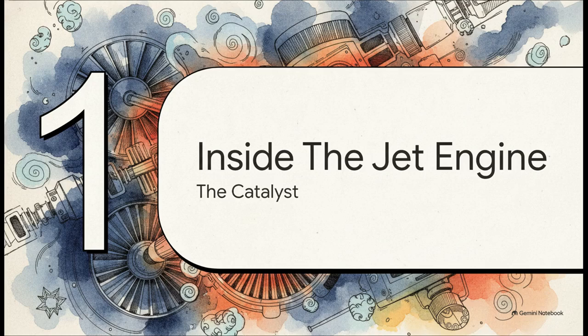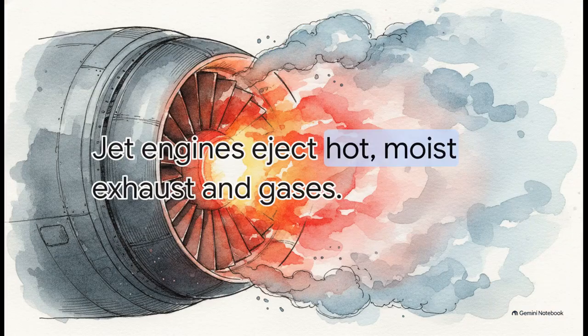Part 1. Inside the jet engine. So to understand how that condensation happens so high up, we have to go right inside the roaring heart of the aircraft. Inside that jet engine, fuel is burning at incredibly high temperatures to generate the immense thrust needed to keep a multi-ton aircraft airborne.